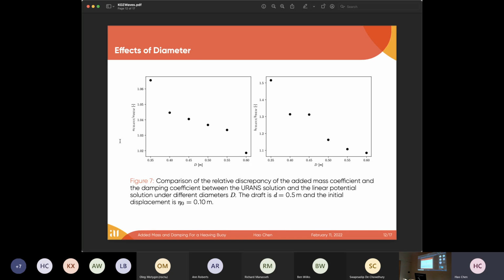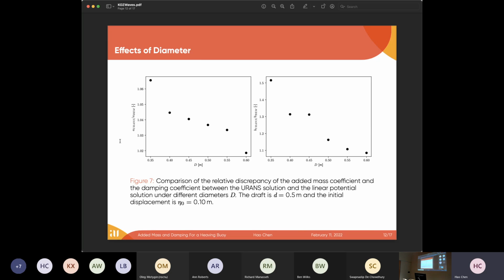And then we have the effects of the diameter. Again, it's well known that if you have a relatively small diameter, usually it's dominated by the viscous effects. But if you have a relatively large diameter cylinder, then this wave structure interaction could be dominated by the inertia effects. And this also agrees with the results we obtain here.